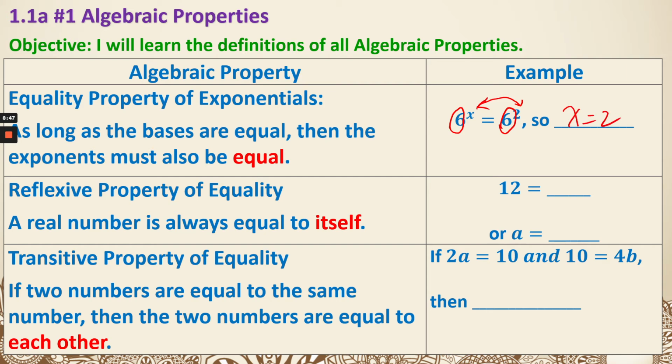And just to emphasize on that, this is the only property where you can conclude just about the exponent. See, in my conclusion, the 6 is gone. I don't have the 6 anymore. I only have the x and the 2. Please keep that in mind.